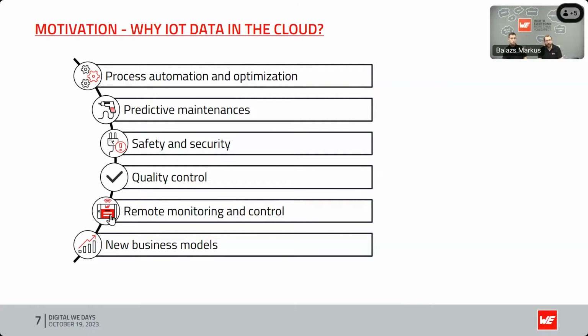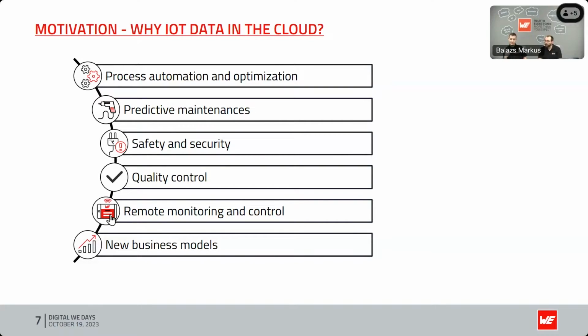So stuff like predictive maintenance, for sure, safety and security, quality control. I mean, it's listed all up here. So these are items that can be easily added, maintained, modified, and extended when you are with your data or with your applications data in the cloud.